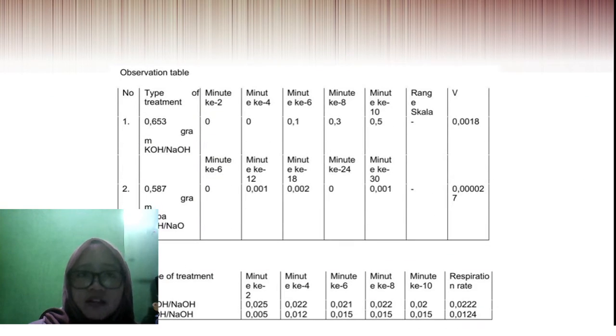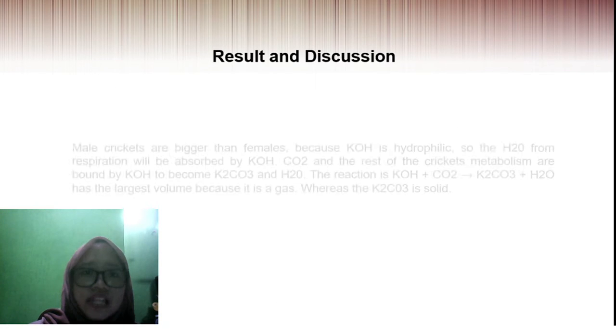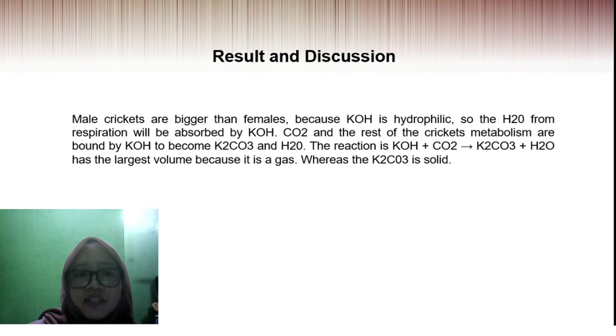Observation table. Result and discussion. Male cricket is bigger than females because KOH is hydrophilic. So, the water or H2O from respiration will be absorbed by KOH. Carbon dioxide and the rest of the cricket metabolism are bound by KOH to become potash and water or H2O. The reaction is KOH and carbon dioxide become K2CO3 or potash and H2O or water.